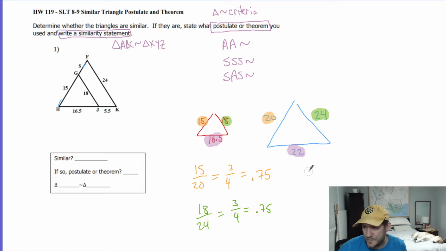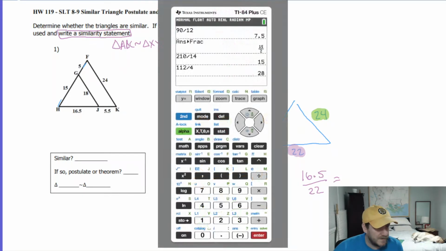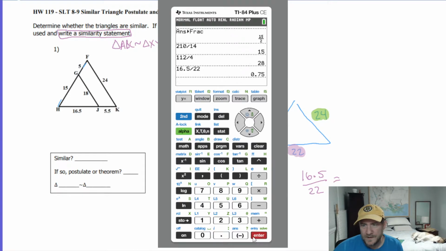We've got to test the purple now. So 16.5 over 22. Suddenly I can't do it in my head anymore, so we'll bring back our handy dandy calculator. And we'll ask it what it thinks 16.5 divided by 22 is. And it's 0.75.